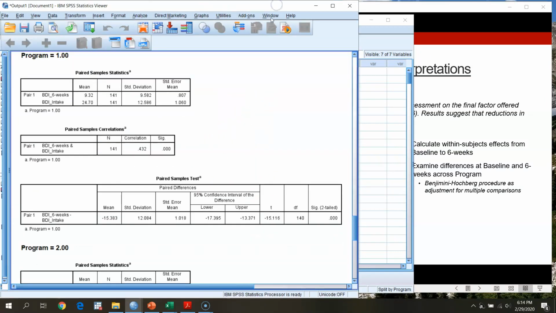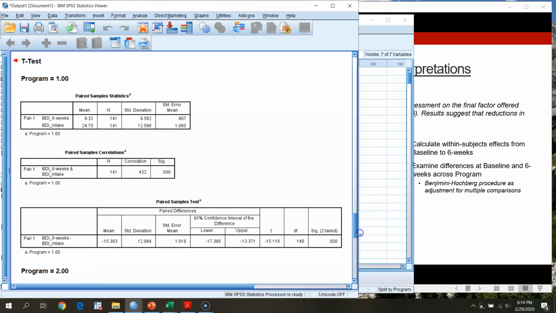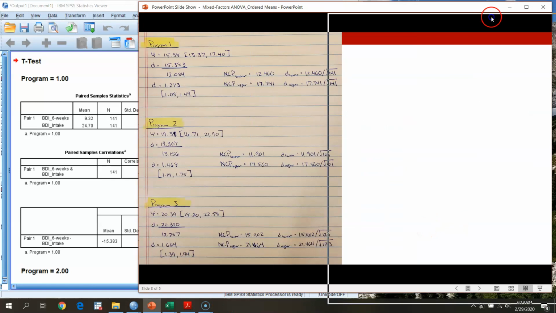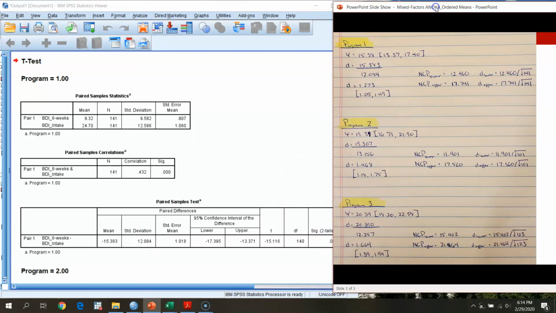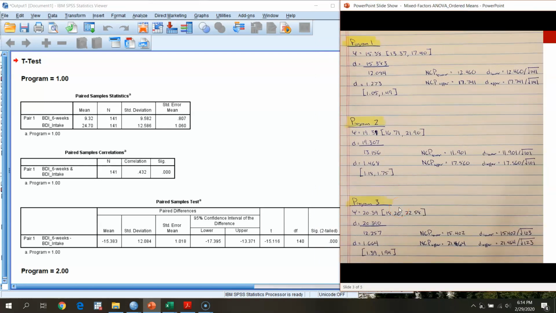So what I'm going to do, because SPSS will not do this for you, we have to do a little bit of hand calculations on our own. So if I go through and take a look here, for each one of these groups, what I'm interested in is documenting the confidence interval for the mean effect.